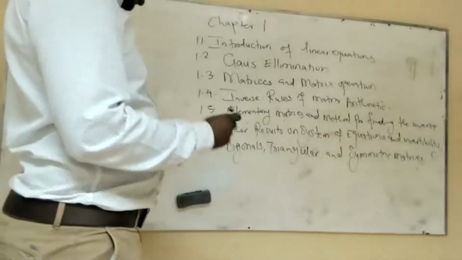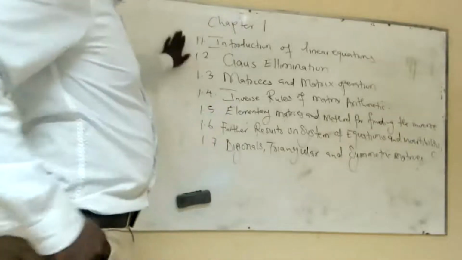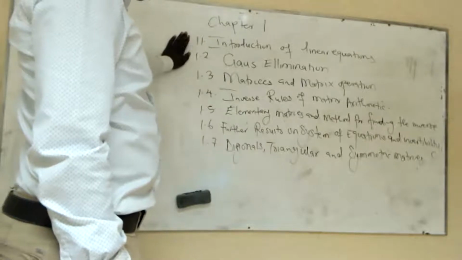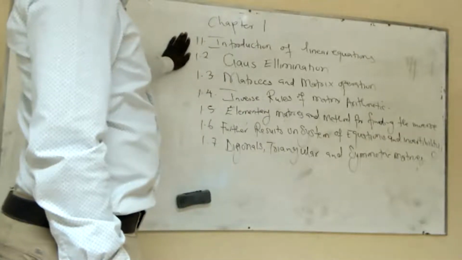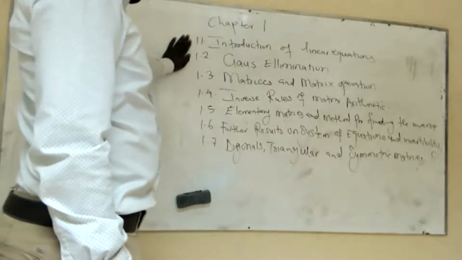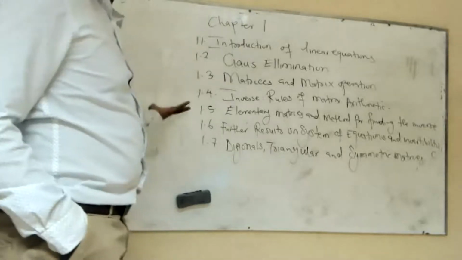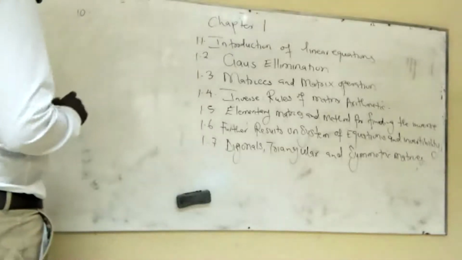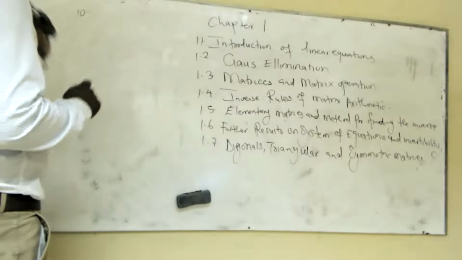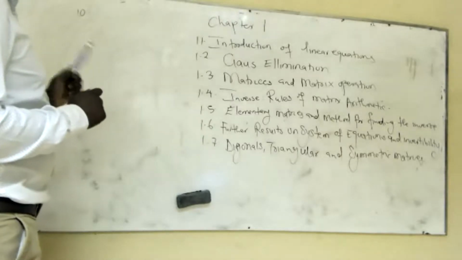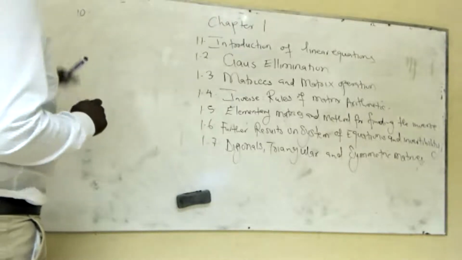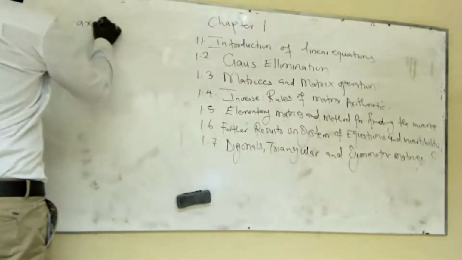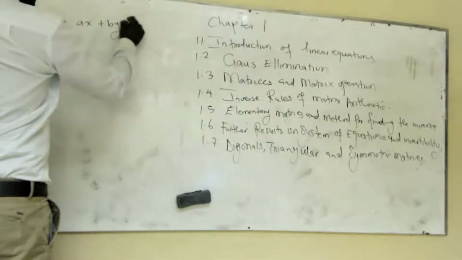Chapter 2 of the algebra module is the introduction to linear systems and linear equations. We must be able to know the linear system and the non-linear equation. Let me take you through the difference between a linear system and a non-linear system.